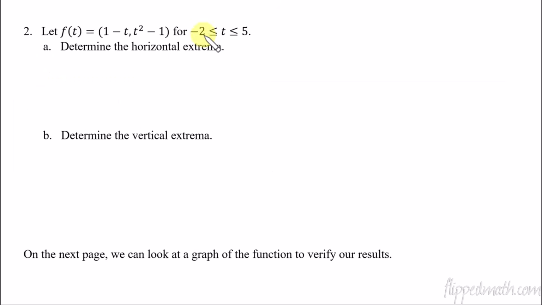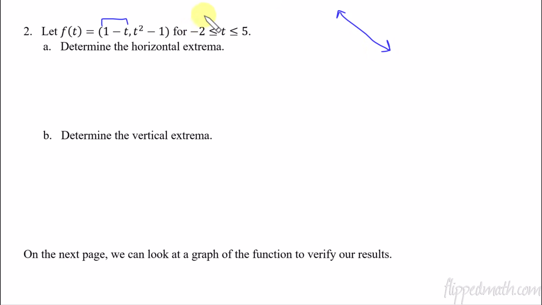Determine the horizontal extrema. So now here we are on a restricted domain of -2 to 5. Let's look first at the x of t for the horizontal extrema. This is saying 1 minus t. If you ignored everything else and weren't worrying about what f of t looks like, just think what it would be: 1 minus t. That's like a line, right? 1 minus t with a negative slope would be a line with a slope of -1.